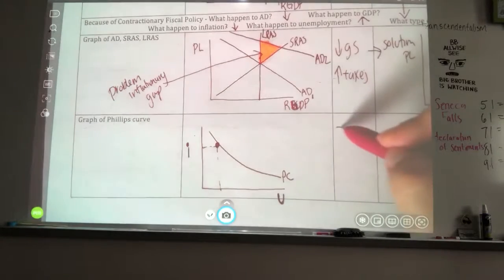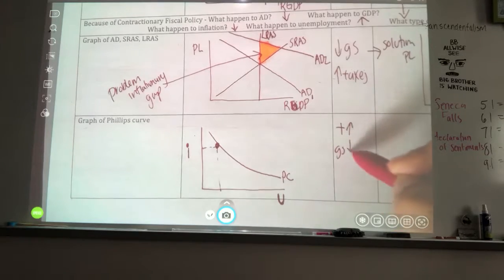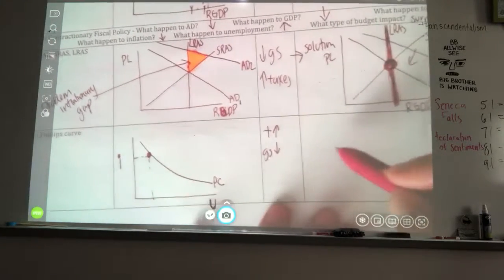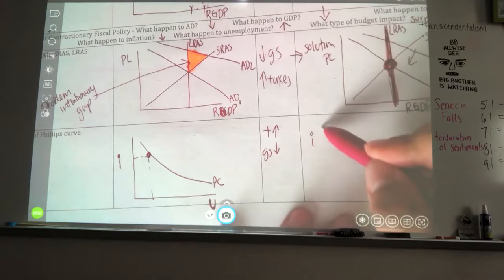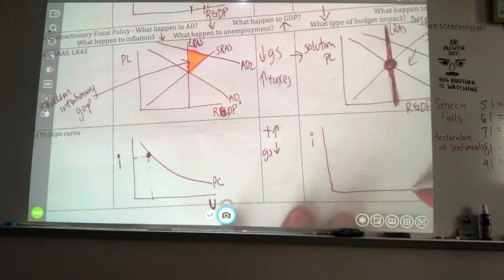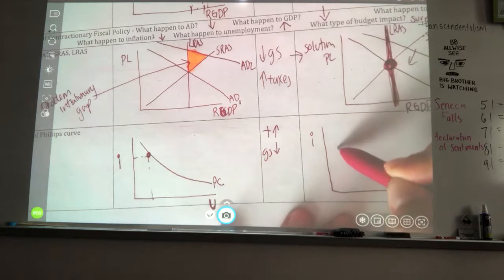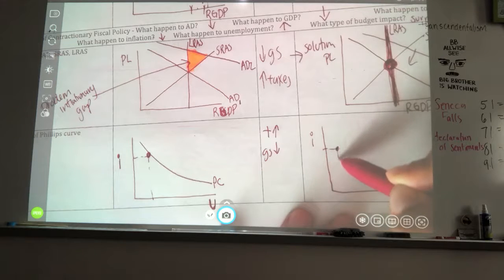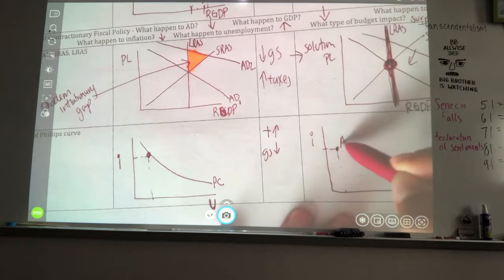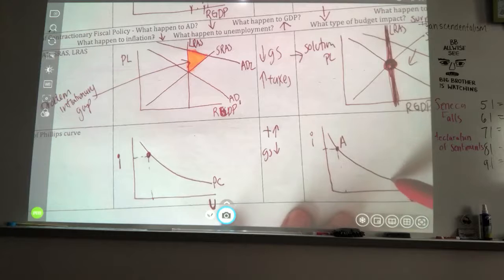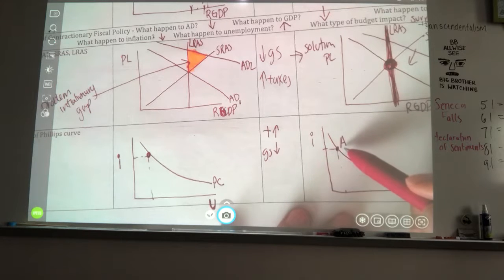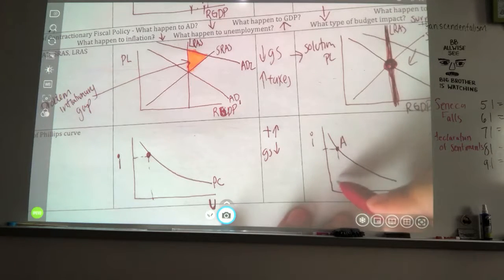Okay, again, if the government taxes more and decreases spending, I need to graph how it would impact the Phillips curve. So my original point is right here, point A. If the government were to do that, tax more, would I be up here on point A? No, where would I go? Up the curve or down the curve? I would go down the curve.